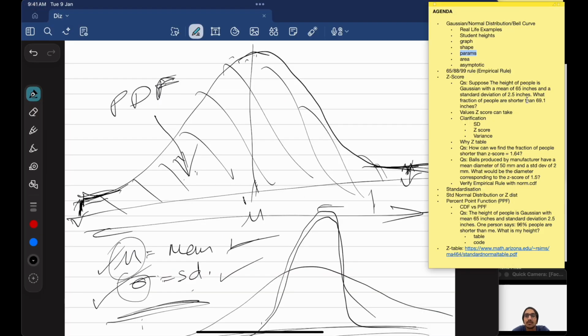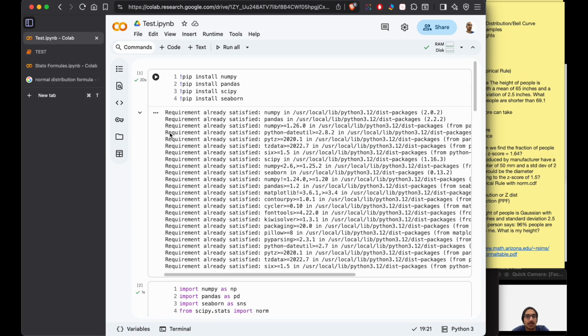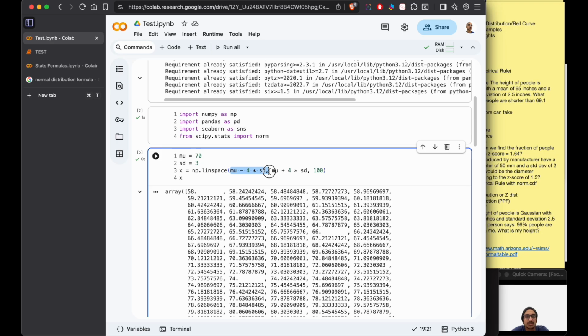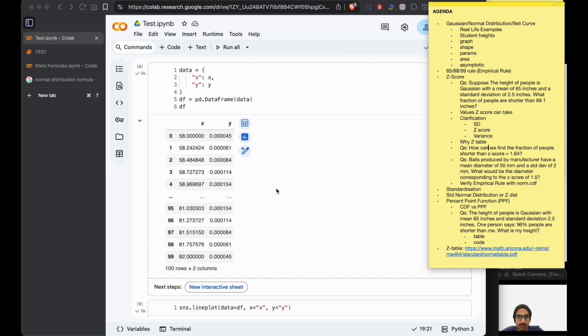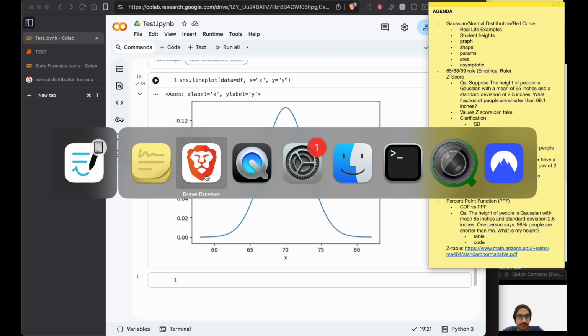So now we will look at the 68, 95, 99 rule. If you see in this one, I used mu minus 4 standard deviations, right? 3 is sufficient, but here I just used 4 for the start and end, because the end is not counted. One second, where was I? Yeah, so here.